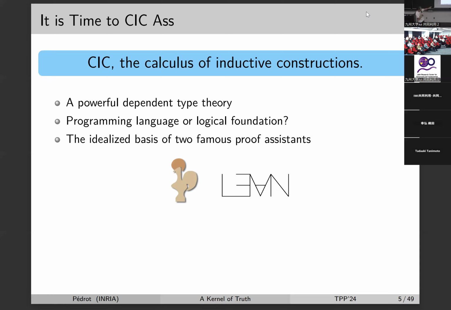Small parenthesis, Coq is about to change its name into Rocq. Since I'm the release manager of the name change version, this is the last time I can make a joke about roosters. Yes, so that's probably one of the last talks in the world where you actually hear about Coq. You should be happy.